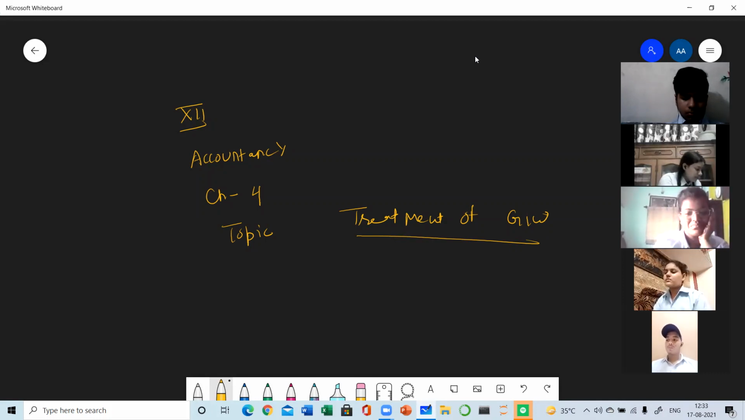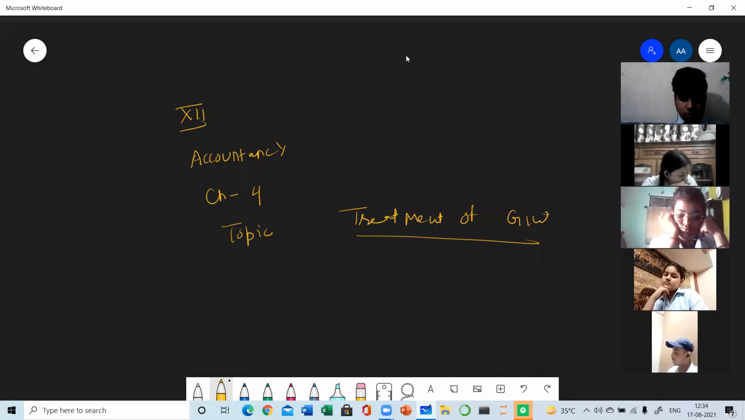In this topic, both the ratios will be used. So how will the goodwill be treated? In chapter 3 we have already done treatment of goodwill. If the value of goodwill is already given in the question, you just have to treat it. But if it is not given, then first you have to calculate the goodwill by following any method you learned in the previous chapter: the average profit method, super profit method or capitalization method. Then you treat it.